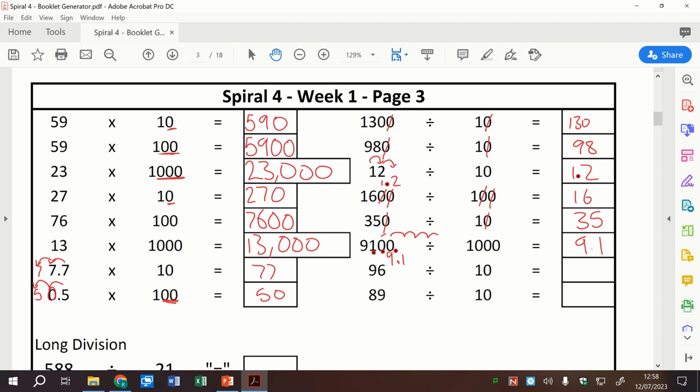Okay, so the same sort of thing is happening here. We've got to move everything down. So there's our decimal place. The 6 goes on to the other side of the decimal place, and the 9 goes into the units. 9.6. I know I'm speaking quickly.